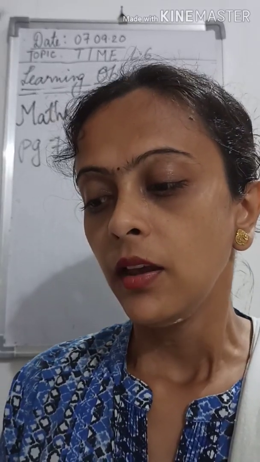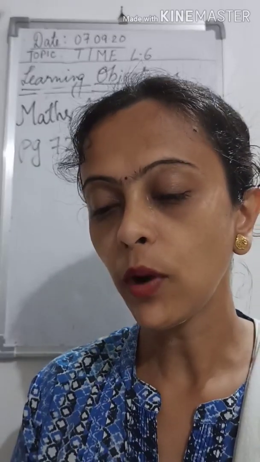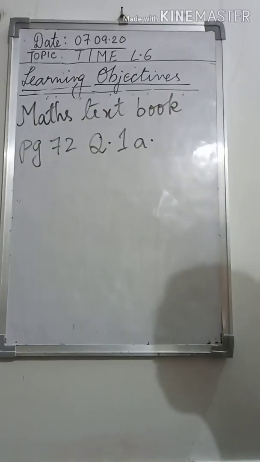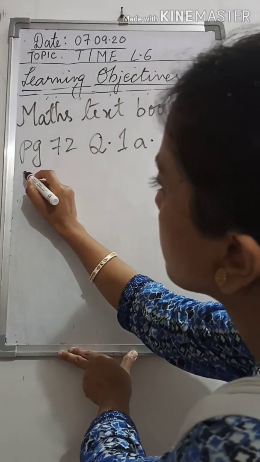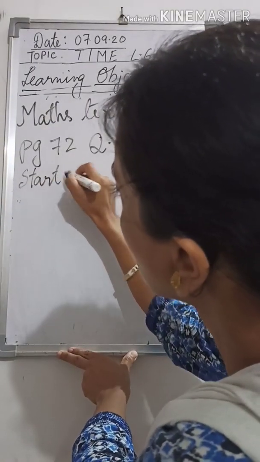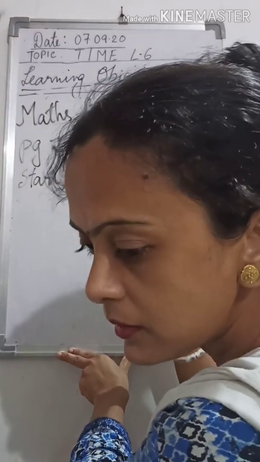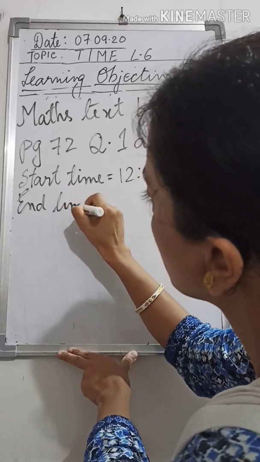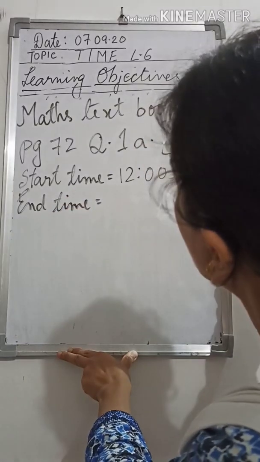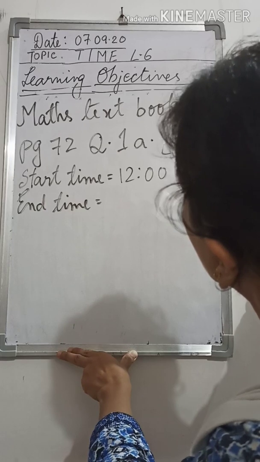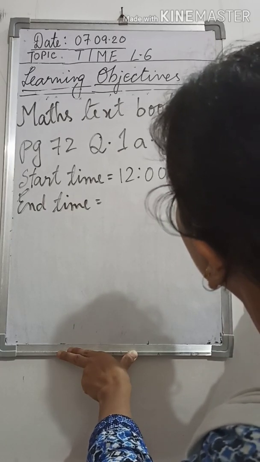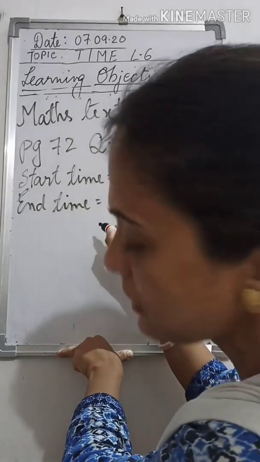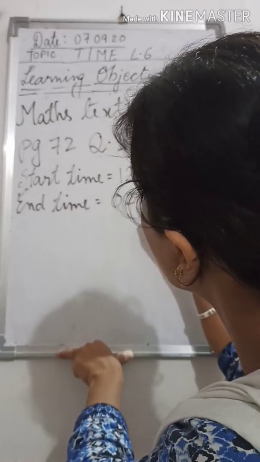So in the question, what is the question? Find the duration of time in 24-hour clock from the given start time and the end time. What are we given in the question? We are given the start time and the end time. So let us write now. We are given the start time, which is 12. And we are given the end time. Please correct it, everybody. End time is 0 to 15.